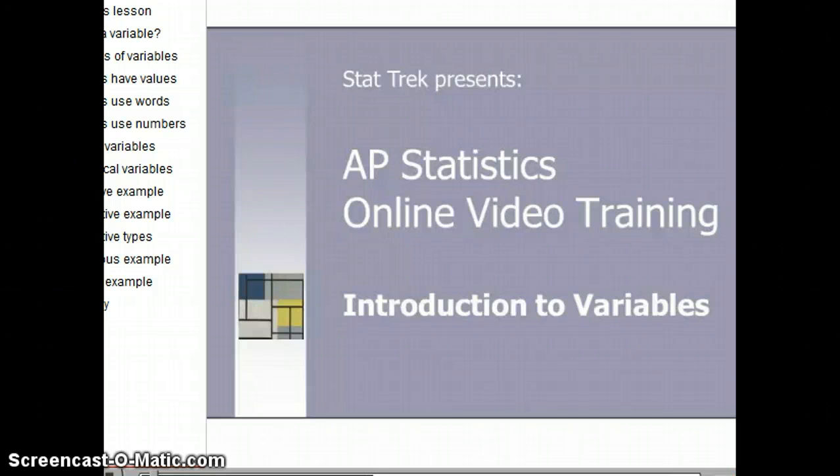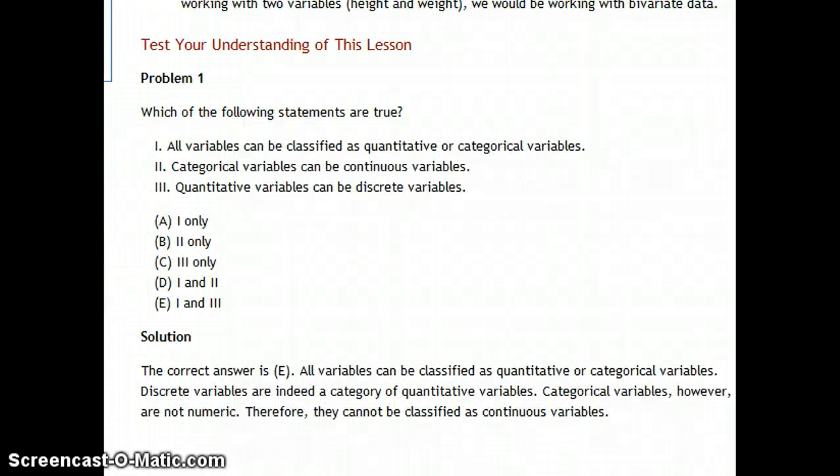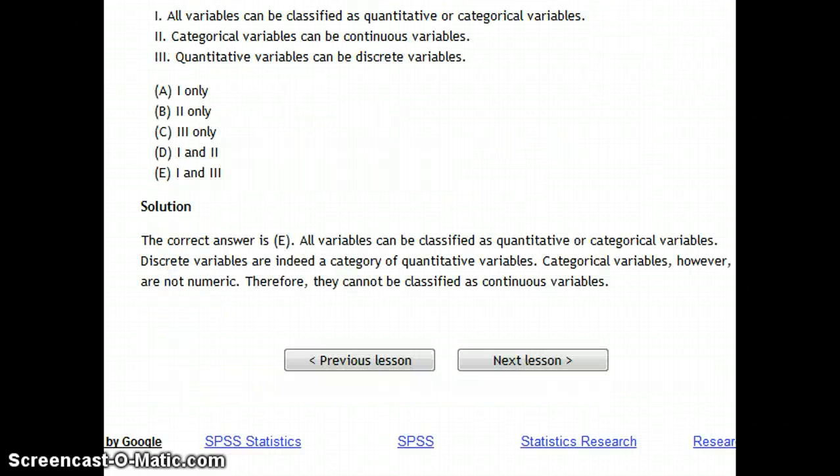This lesson covers variables. It also provided problems to test your understanding of the lesson, and there was feedback given in each of them. What I didn't like about it, though, was that the solution was there, and people might be tempted to cheat rather than work out the problem on their own.